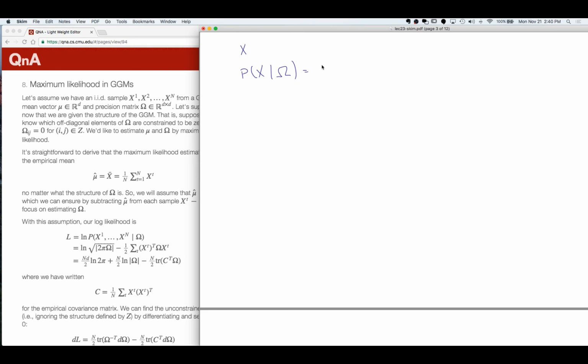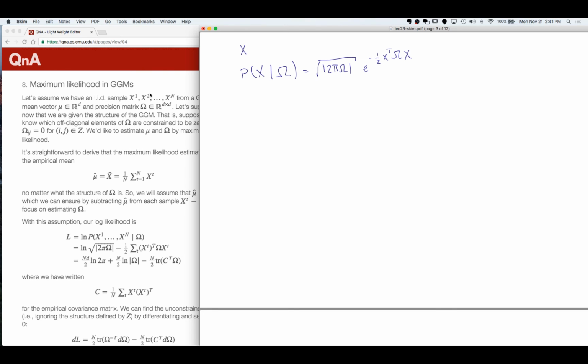It is the square root of the determinant of 2 pi omega, e to the minus 1/2 x transpose omega x. So this is our model for our random variable x. And when we fit it by maximum likelihood, that means that we have a sample, a whole bunch of IID samples from x, and we want to figure out what is the value of this parameter that best explains the data that we saw.